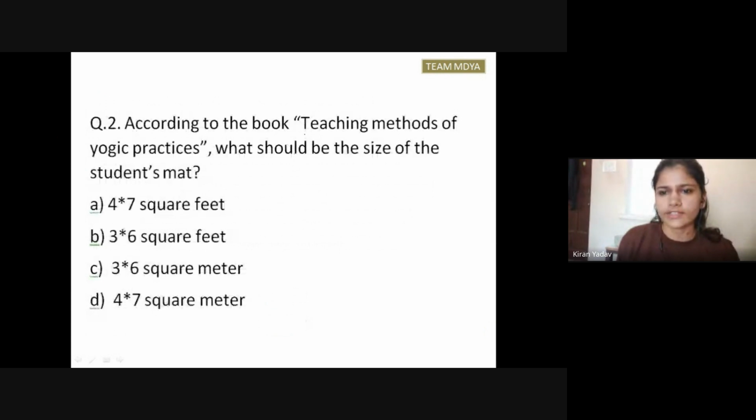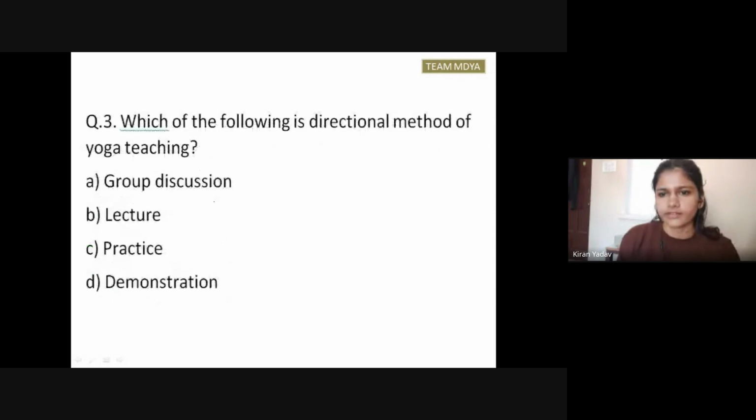According to the book Teaching Methods of Yogic Practices, what should be the size of the mat? As you can see, this is not actually the previous question, but these types of questions are asked. The options are quite confusing, so when you read, you will tell me the right answer. Question number three: which of the following is a directional method of yoga teaching? This question is asked from the methods of teaching. Group discussion, lecture, practice, demonstration.